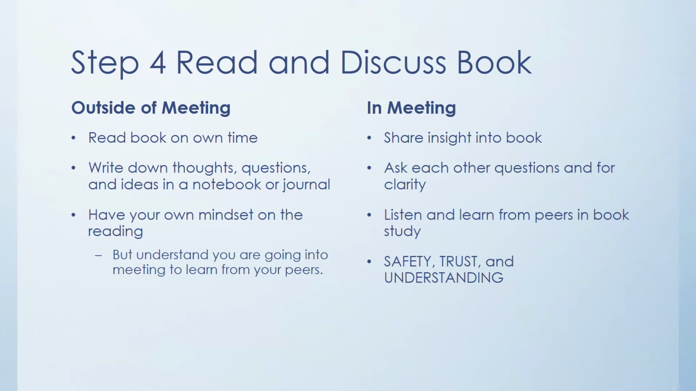Now, in the meeting itself, you want to share insight into the book. You want to ask each other questions and for clarity, and you want to listen and learn from peers in the book study. And the biggest important thing that you have to understand while you're in the meeting is that safety, trust, and understanding is your goal for each meeting. When you walk into the meeting, you want to know that what you're going to say stays in the meeting and that your friends won't misunderstand you or think something that you said is not appropriate. They want to understand what you're saying. They want to help you get through that.